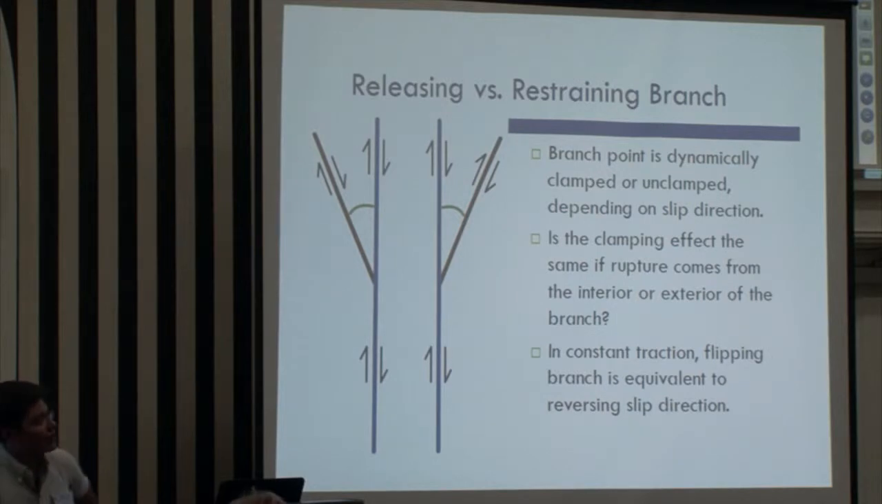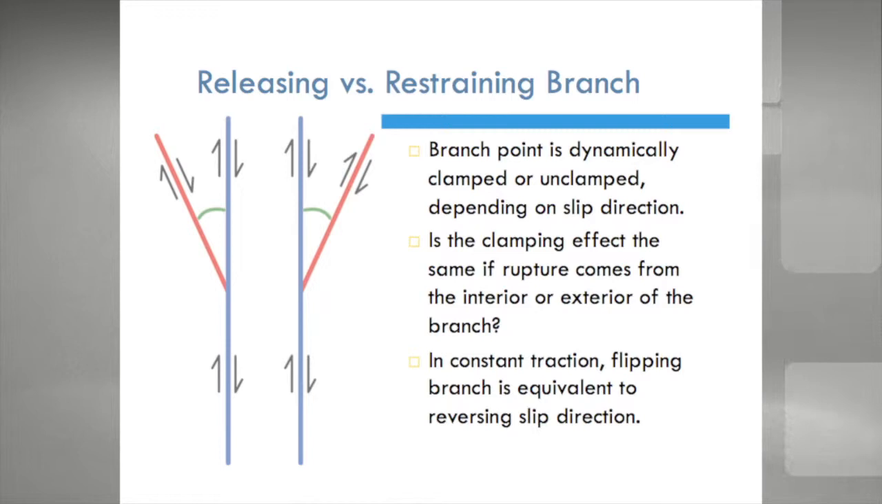So I'm going to be showing a lot of pictures similar to this. So one of the main problems in a splay fault geometry is, well, there's a lot of them. One of them is whether it's a releasing branch or restraining branch. And I mentioned this earlier. Basically, depending on the direction of slip and the geometry of the fault, the branch point is either clamped or unclamped, depending on the slip direction.